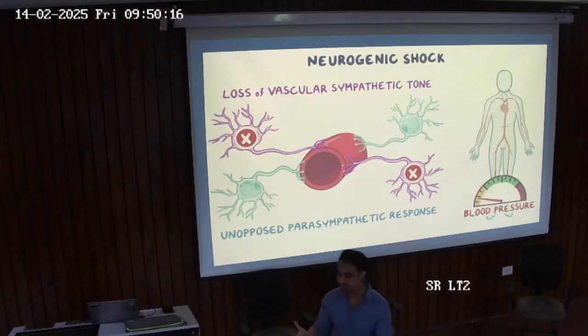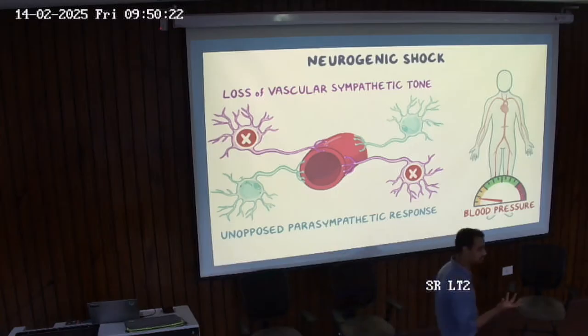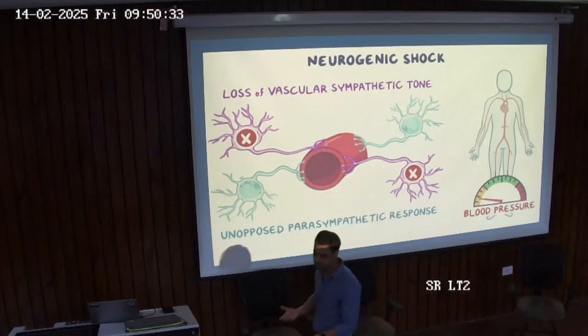Something which starts with V. You cannot cause vasoconstriction. What you can do is increase the heart rate of the heart. Vasopressors. Call it vasopressors. What are the vasopressors?